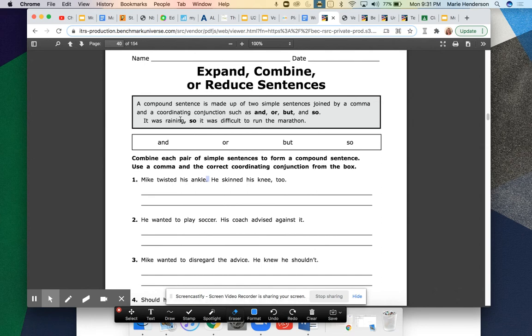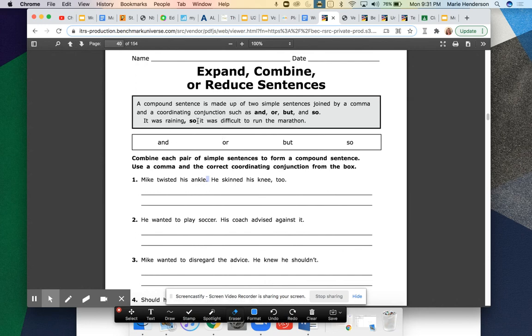So you've got to really think about which of the coordinating conjunctions is the best fitting in this particular sentence. You could say it was raining and it was difficult to run the marathon, yes, but it doesn't show a cause and effect. It was raining, so it was difficult to run the marathon shows the cause and effect relationship between those two ideas.